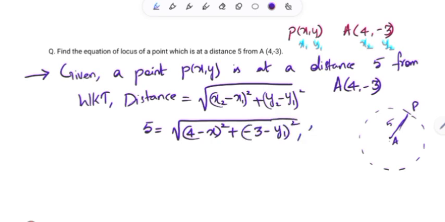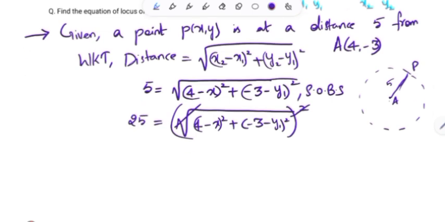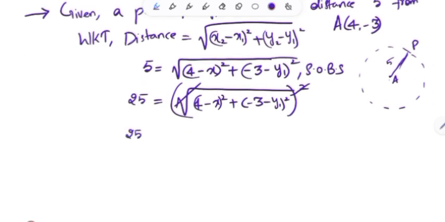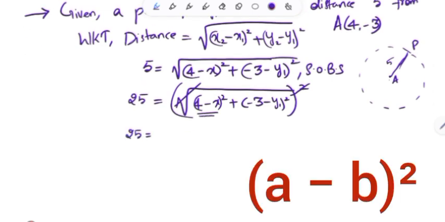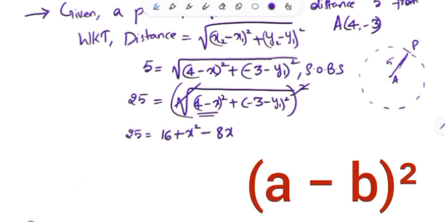Now, we don't want this root. So, we will simply square on both sides. By squaring on both sides, 5 square will give me 25 and this root and square will be cancelled. Root and square get cancelled. Now, we will have 25 equal to, this is a minus b whole square. Again, this is a minus b whole square.